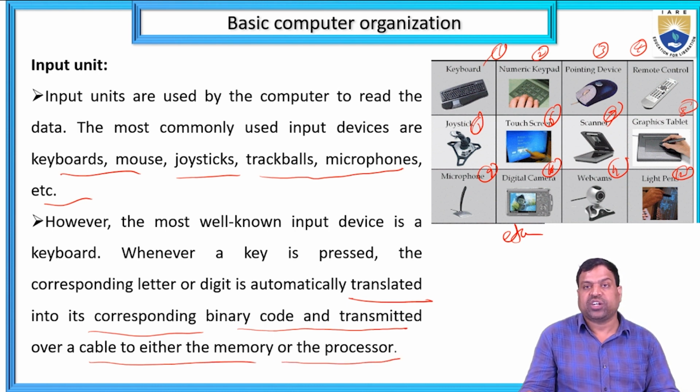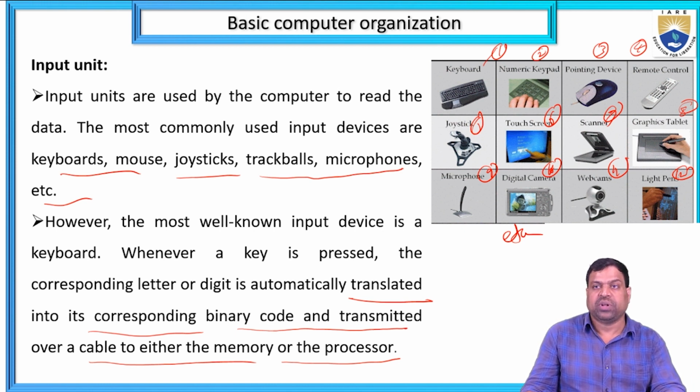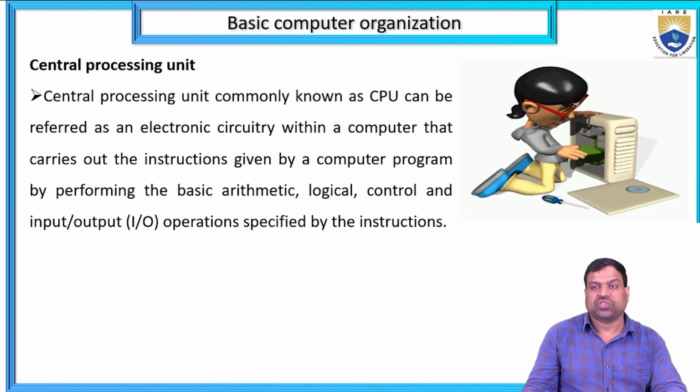Input is connected to the CPU and the CPU is connected to the output. Between the input and output, the CPU plays the major role. There are many input and output peripherals. These are some sample input devices connected, and we are showing them here, along with the central processing unit.